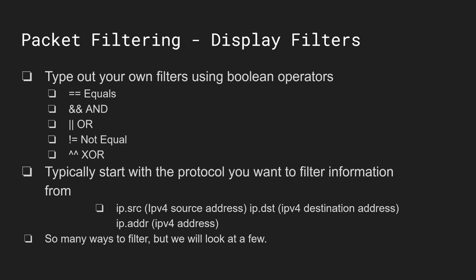The display filters in Wireshark have Boolean operators, and you typically start with the protocol that you want to filter information from. So if I wanted to see TCP information, I would type tcp dot whatever bit field I want to see, and then whether I want it to be equal to something, whether I want to combine two different operators. You should know how Boolean operators work. And we'll take a look at this in the workshop section.